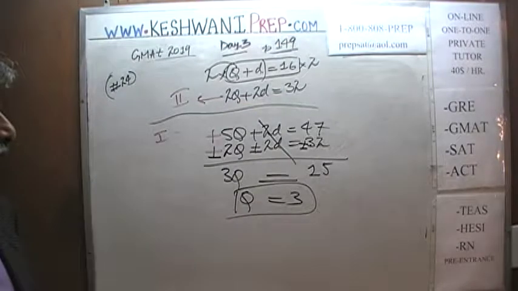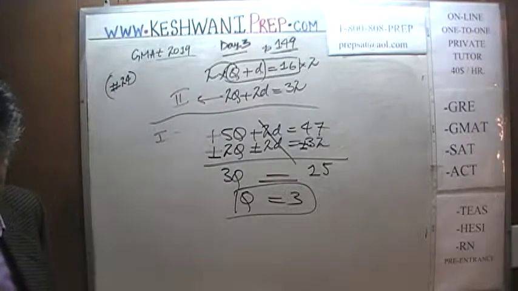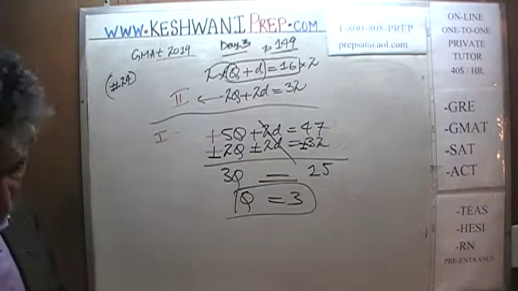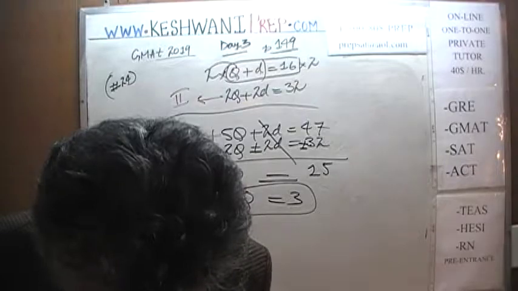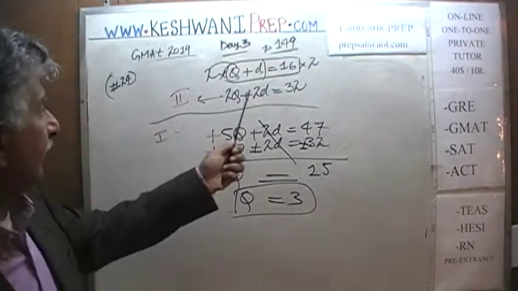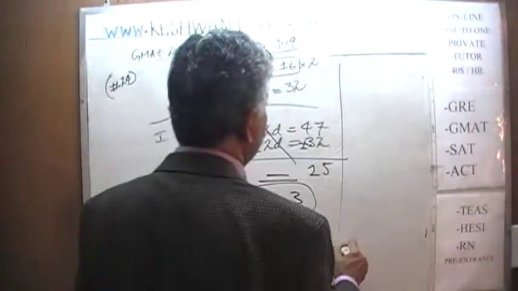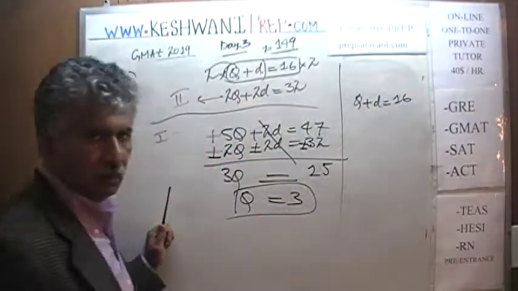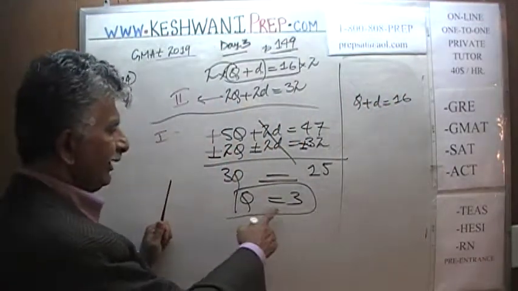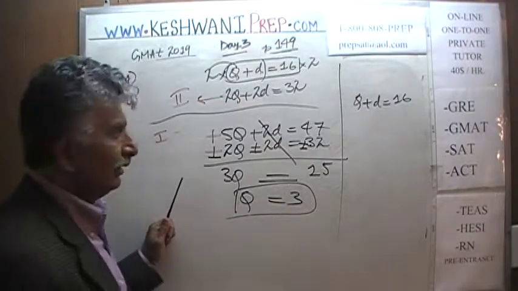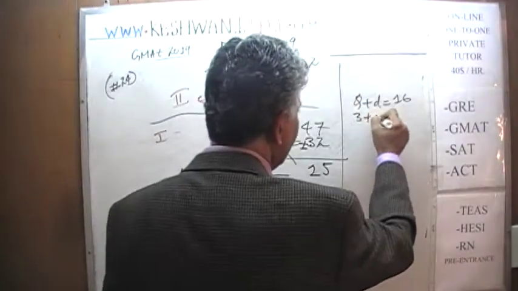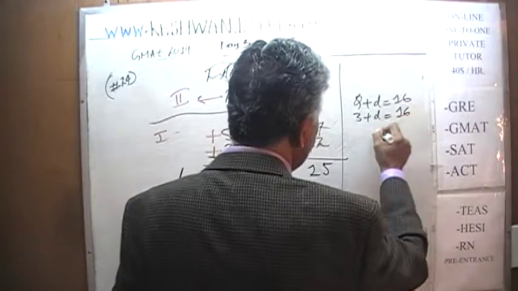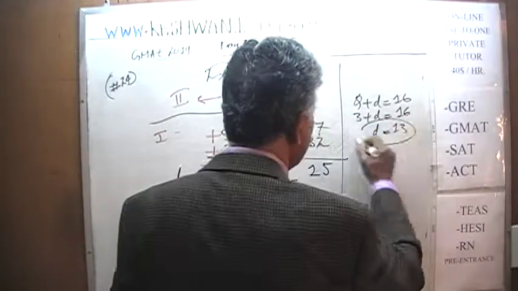We have 3 quarters. That's all. And how many dimes do we have? Well, we can figure out dimes from here. We knew the number of quarters plus the number of dimes has to equal 16. That was given to us. Q we are claiming is 3. If we have 3 quarters, we must have 13 dimes.